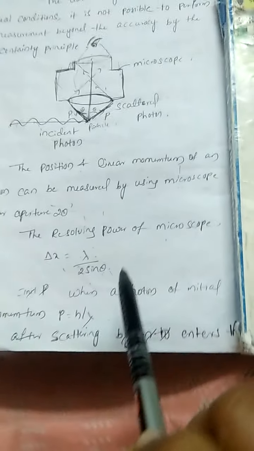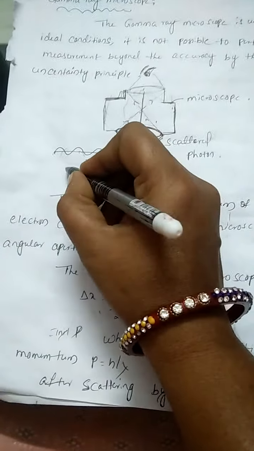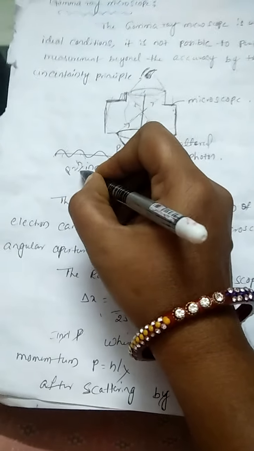We know that the initial momentum of the photon is p equals h by lambda. So what will happen after scattering?